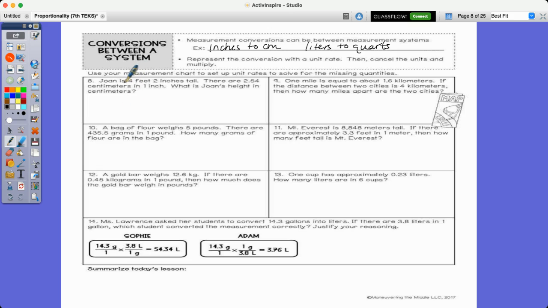It says, Joan is 4 feet 2 inches tall. There are 2.54 centimeters in 1 inch. What is Joan's height in centimeters? First of all, I need inches. I know that there are 12 inches in a foot, so 4 feet is 48 inches. Plus 2 means she is 50 inches tall. So I have 50 inches in I don't know how many centimeters, equals 2.54 centimeters in 1 inch.